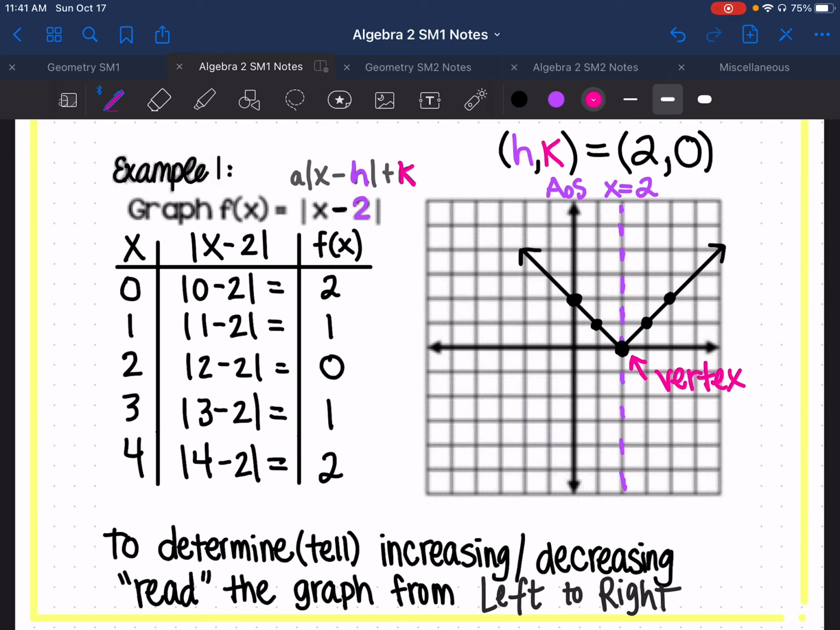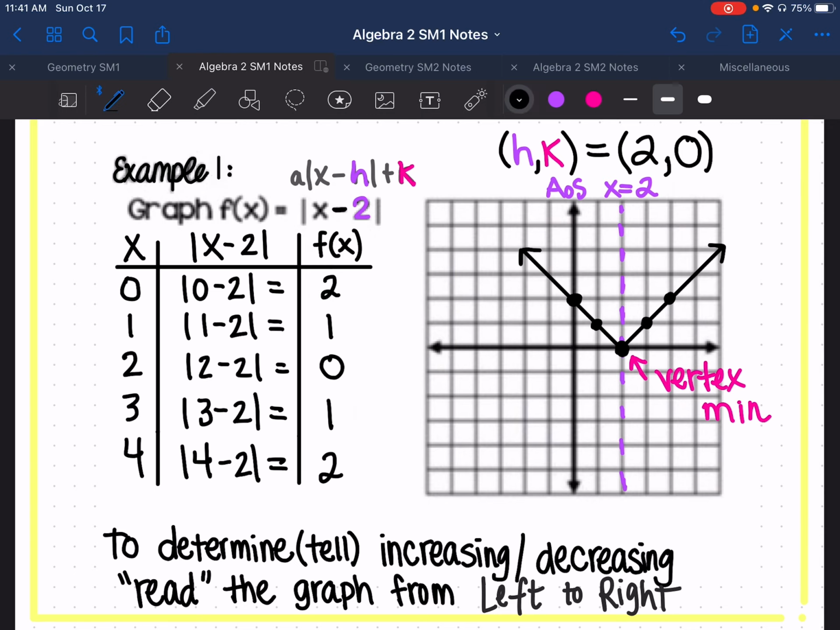This vertex, we have to decide if it's a minimum or a maximum. Is it the highest point of my graph or is it the lowest point of my graph? When you do this, you are reading your graph from the top to the bottom. So this would be considered the top of my graph, and this would be considered the bottom of my graph. Well, this would be considered the lowest point, so this vertex is a minimum.